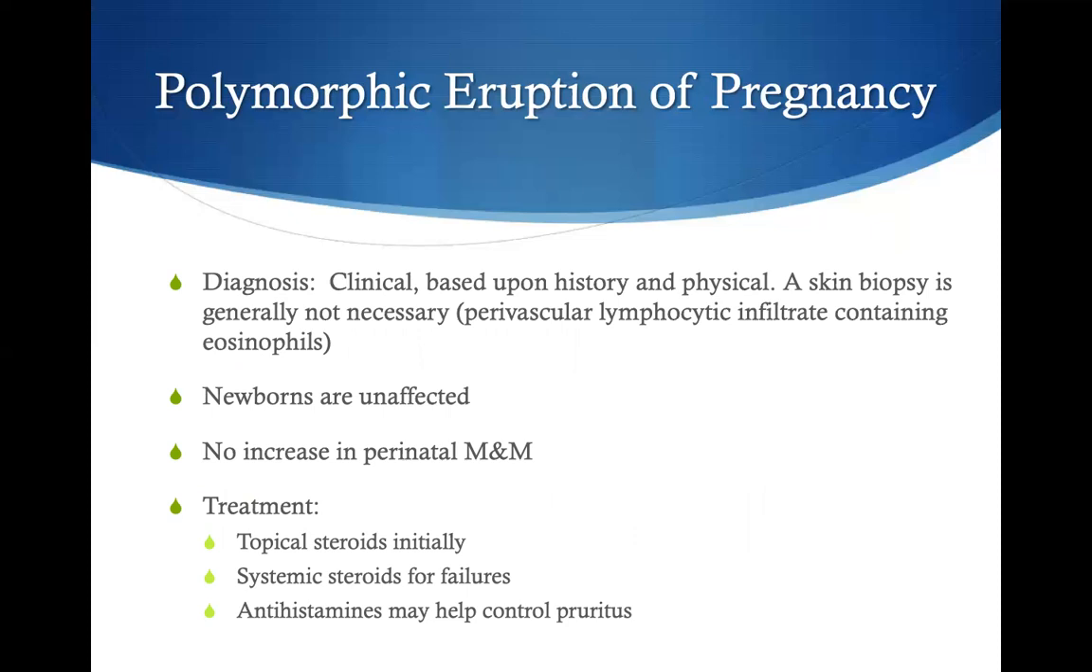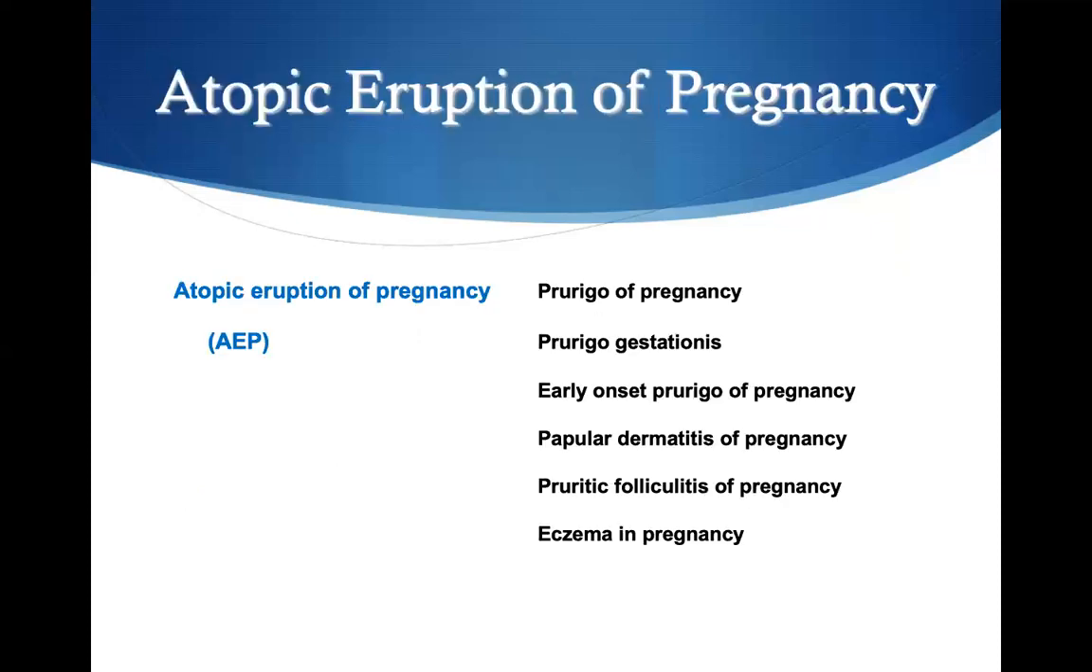Newborns are not affected. There's no increase in perinatal morbidity or mortality. Again, you initially try to treat it topically, systemic steroids for topical failures, and again, liberal use of antihistamines to help with itching. And then lastly, we'll just talk about atopic eruption of pregnancy.